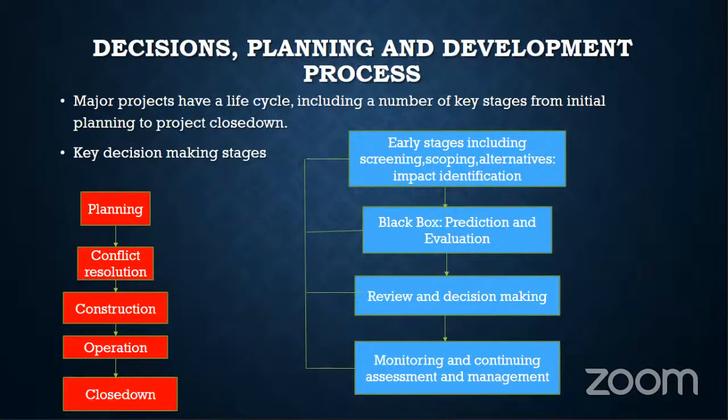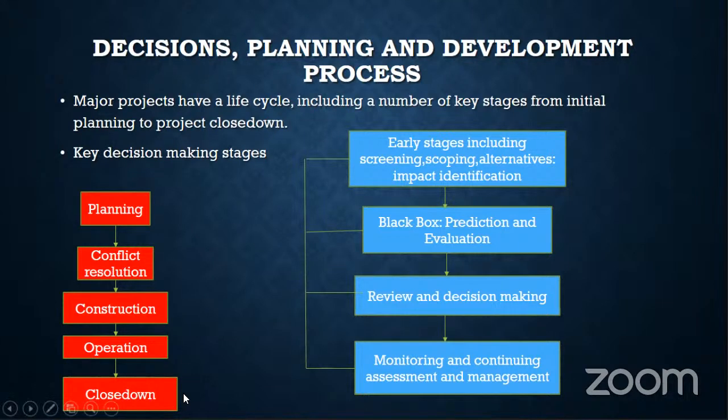So we can see this decision planning and development process. Major projects have a life cycle including a number of key stages, from initial planning to project close down. There are some key decision making stages, which depend upon the environmental effect of that project. In that we can follow this flow chart. We'll have some planning, then if any conflicts are there, conflict resolution, then construction and operation, and close down.